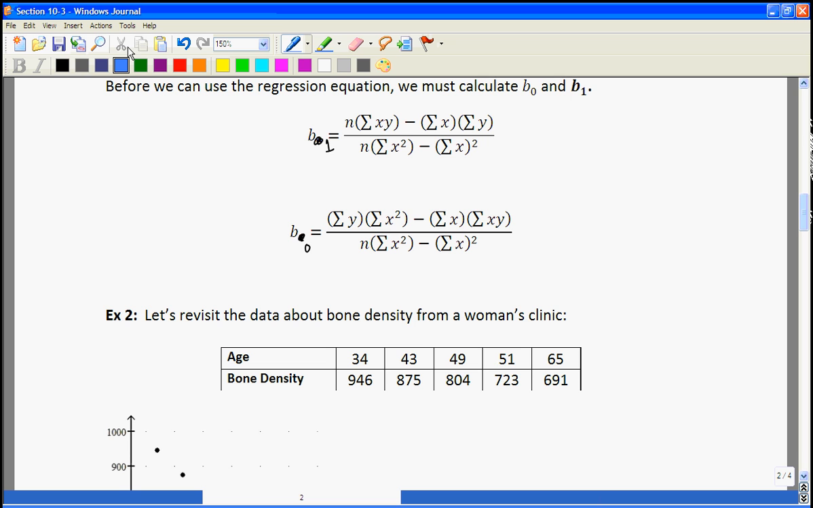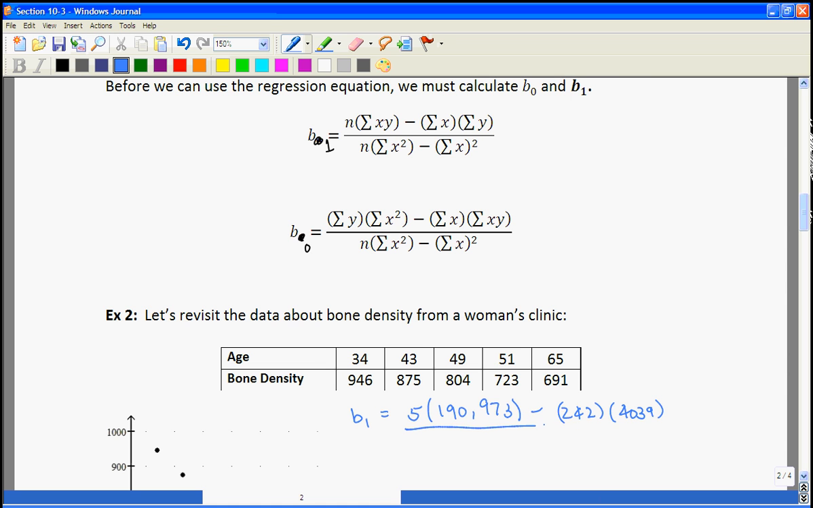And we'll just start plugging in. So for b sub 1, n is 5. We had 5 observations. Sum of x, y was that big one, 190,973, minus sum of x, 242, times the sum of y, 4,039.